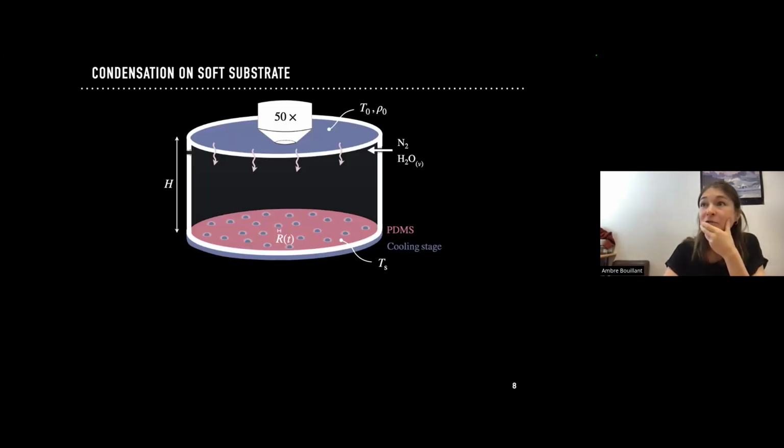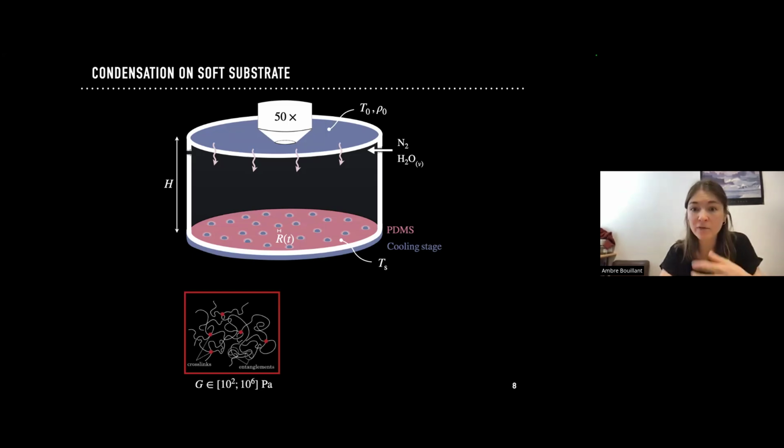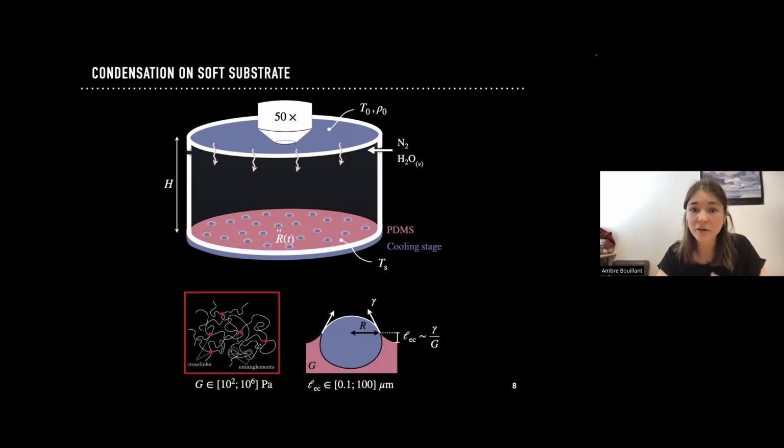So I perform condensation experiments on a reticulated polymer network, in pink, that I cool down in a chamber with controlled humidity. The PDMS was prepared by mixing a prepolymer with a cross-linking agent. By adjusting the ratio of those two components, we can vary the elastic modulus G from 100 Pascal to 1 megapascal, keeping the same surface chemistry. A droplet deposited on such a substrate can exert a capillary traction gamma, which results in the formation of a ridge with amplitude that scales with the elastocapillary length, gamma over G. In my experiment, the elastocapillary length is varied from 100 nanometers to 100 micrometers.